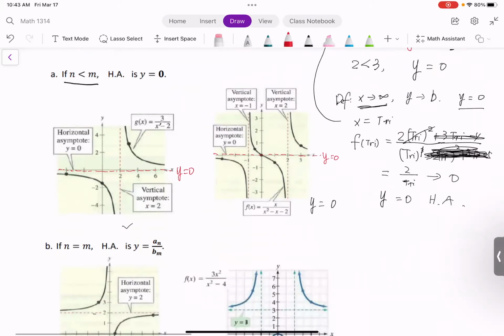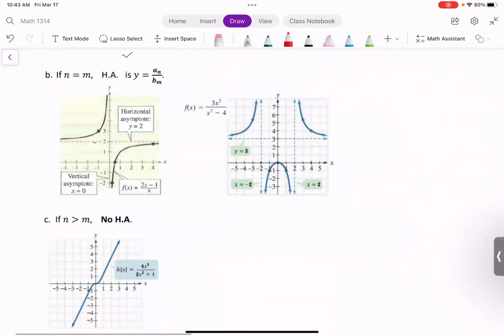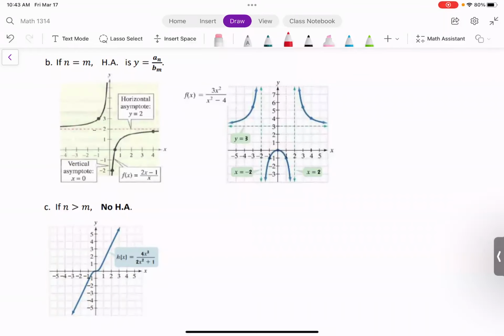All right, let's see the next example. If we have n equals m, the top degree equals the bottom degree, the horizontal asymptote y equals the ratio of the leading coefficients. So what's the meaning of that?